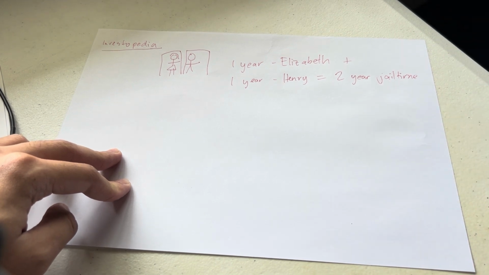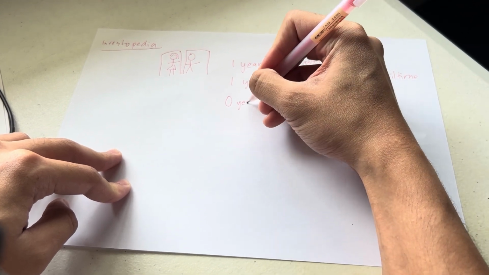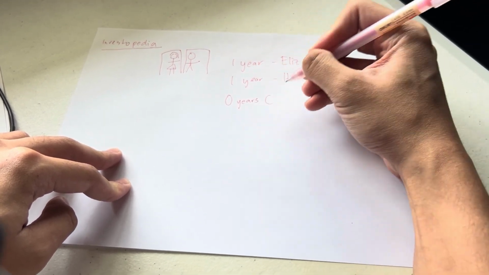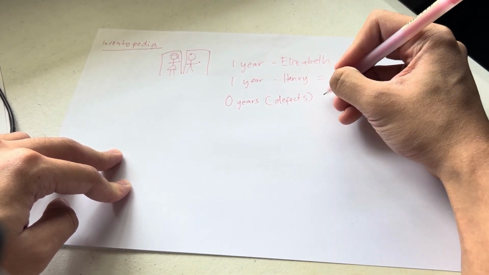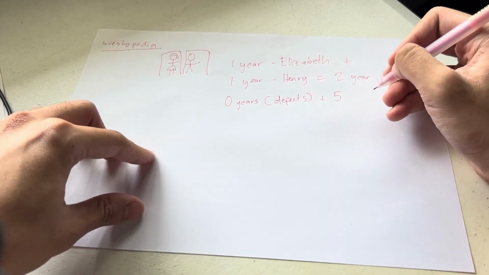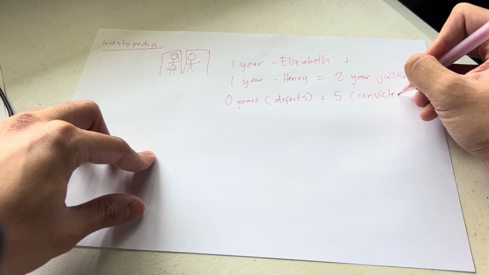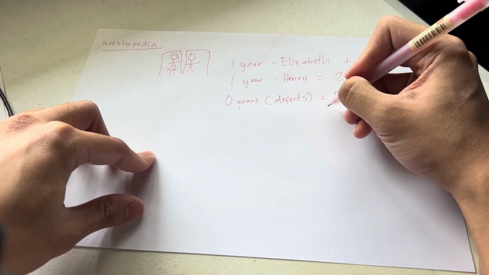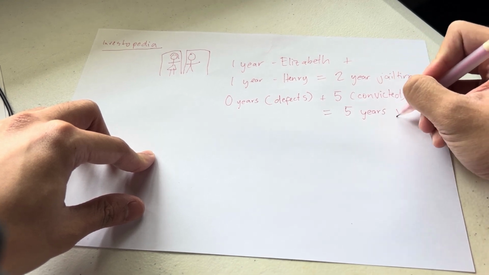If one testifies and the other does not, the one who testifies will go free and the other will get 5 years. So that is 0 years for the one who defects, plus 5 for the one convicted. In total, that's 5 years jail time.